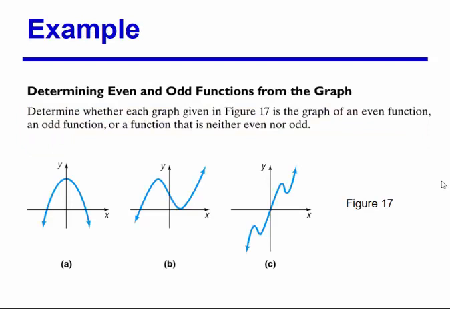So here we have three functions. Determine whether each graph in figure 17 is a graph of an even function, odd function, or neither. And so we can see A is an even function because it's symmetric with respect to the y-axis. And C is an odd function because it's symmetric with respect to the origin, and B is neither.